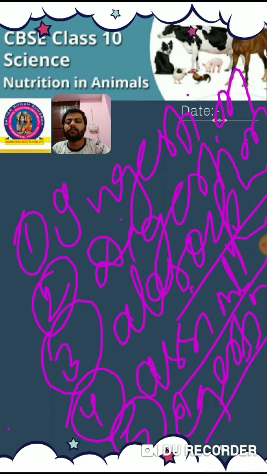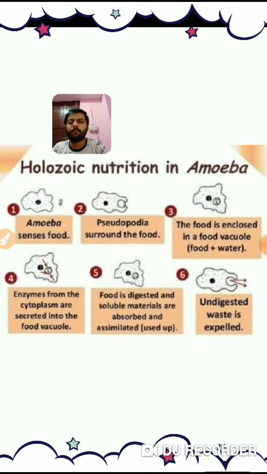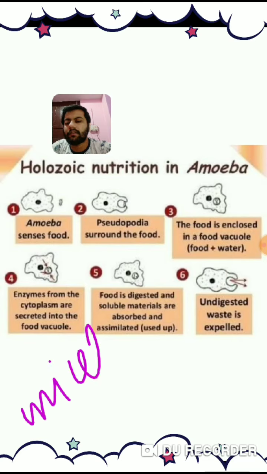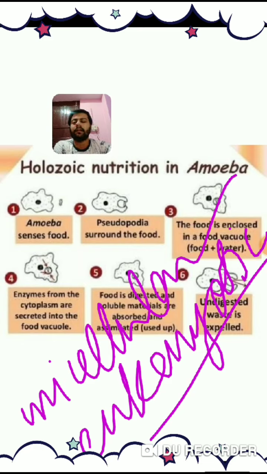Now, moving to the next topic, our next topic is nutrition in amoeba. Amoeba is a unicellular eukaryotic organism. That means their body is made up of a single cell, and their cell contains a true nucleus.